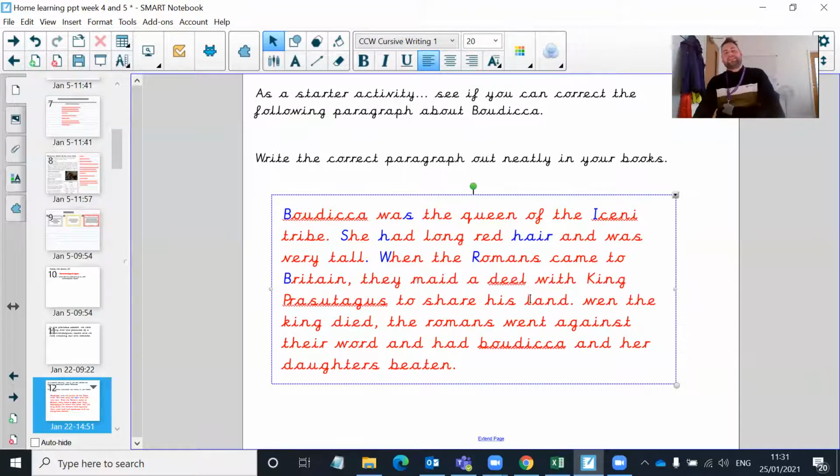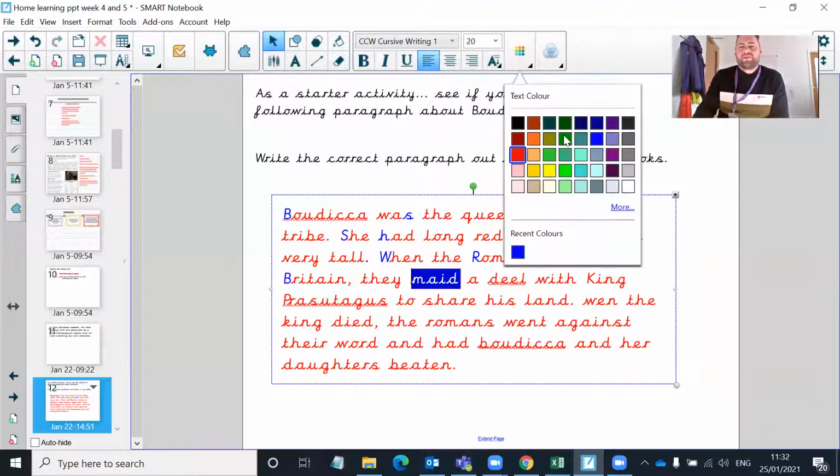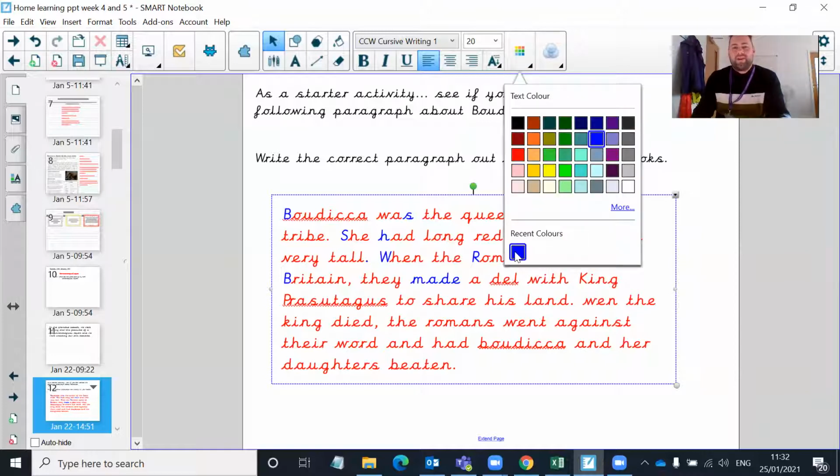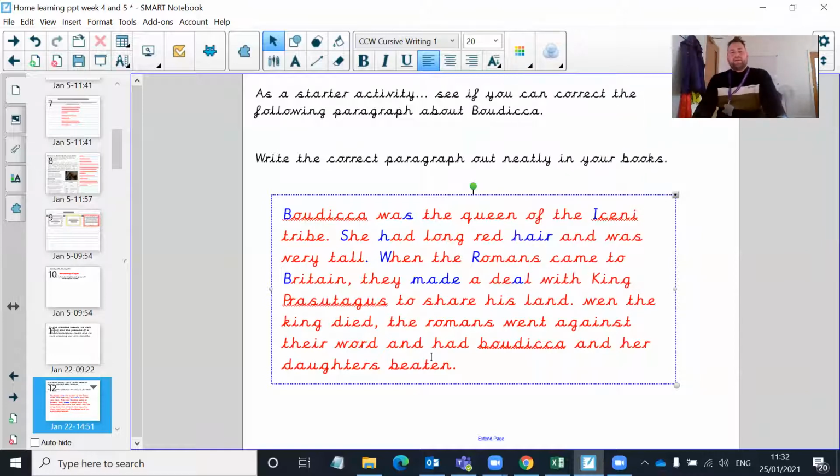They made a deal with King Protesilaus. Now, made, again, this is a homophone, and this maid means someone to clean up. So they got someone to clean up a deal with Protesilaus. Doesn't make sense. So the made that we are looking for is spelled M-A-D-E, and deal is spelled incorrectly as well. So this deal that we want is spelled with an A. To share his land. When, now a lot of us make this mistake here with the word when.